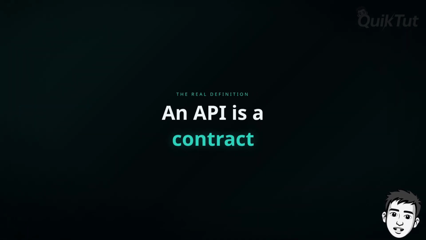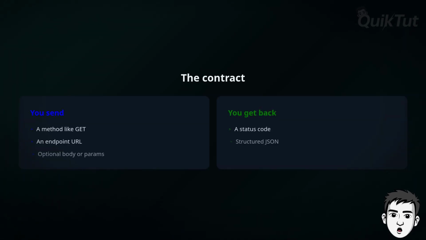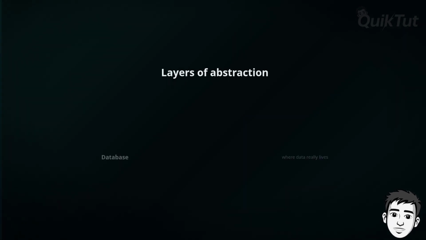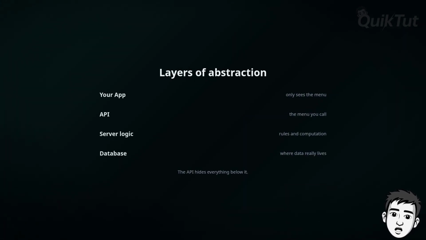An API is really a contract. It's a written down agreement that says send this shape of request and you'll get this shape of response. REST is the dominant style on the web today, with GraphQL and gRPC showing up in newer or internal systems. The whole point of an API is to hide the kitchen and expose the menu.